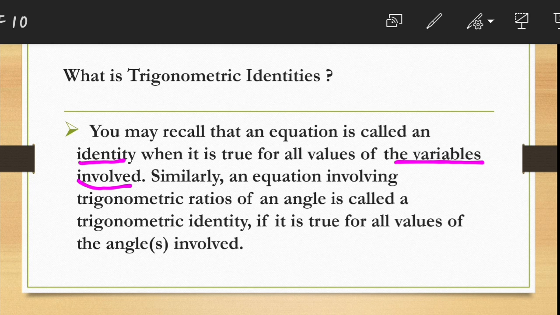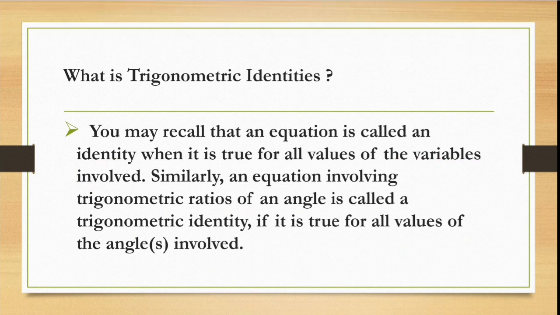Now, what is a trigonometric identity? An equation involving trigonometric ratios of an angle is called a trigonometric identity. That means in that identity, if trigonometric ratios are there, then that identity will be called a trigonometric identity, if it is true for all values of the angles involved. Now in place of the variable, it will be all values of the angles involved. So look at the identities.